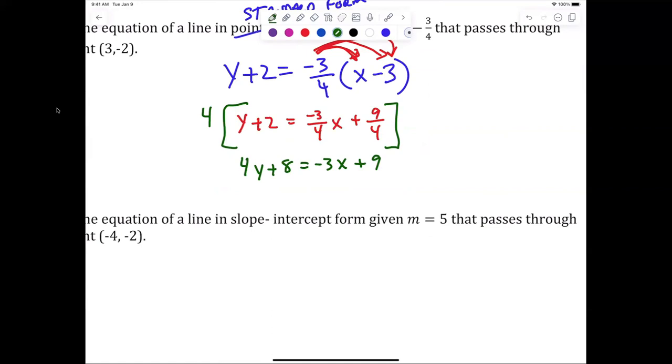Now I need the x and y on the same side. So I got to add 3x to both sides, and I have to subtract 8. And when I do that, what do I have?